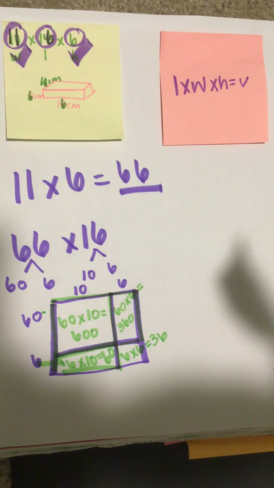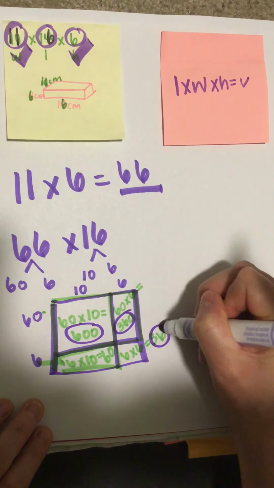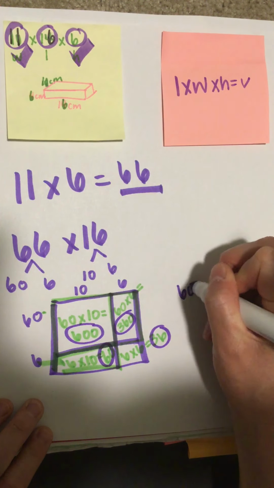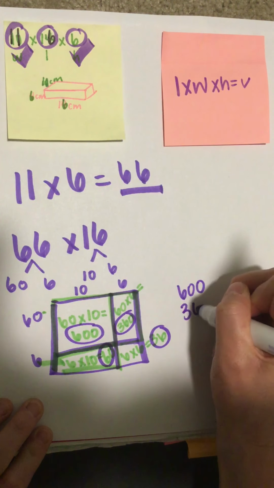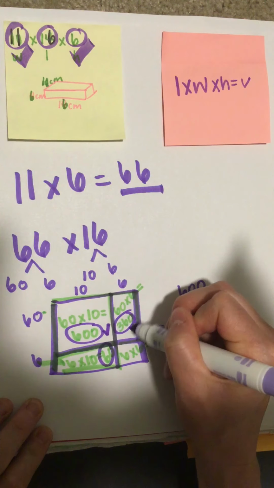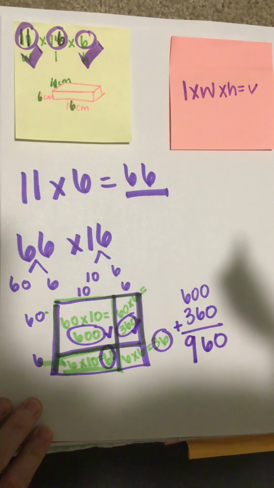Okay? These are my partial products. Okay? So this is part of my final product right here. So I'm going to add them together. So I have 600 plus 360. I'm going to add those together first. So I did 600 and 360. 6 plus 3 is 9, 960.